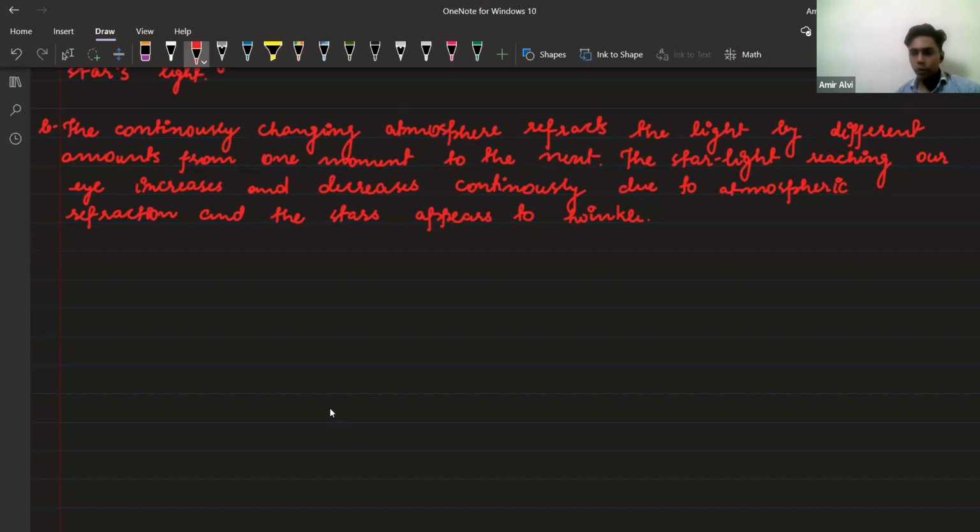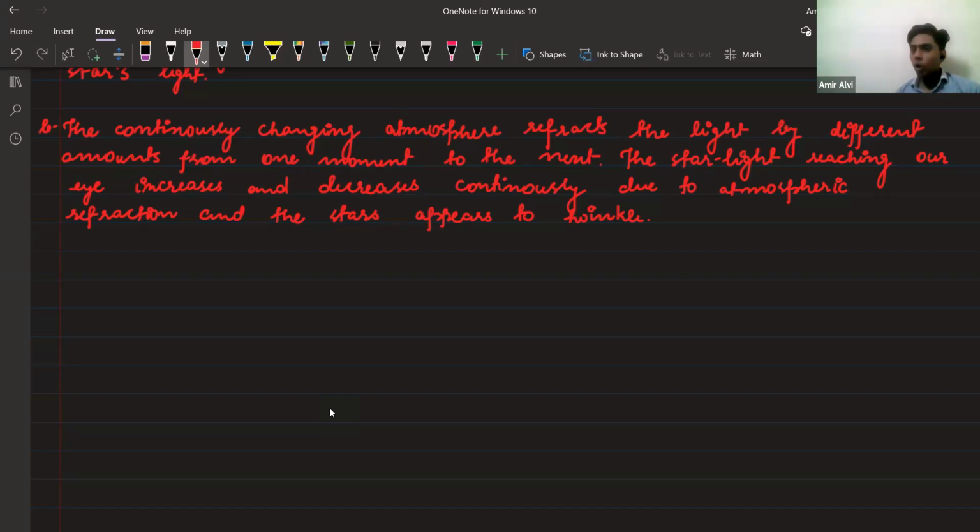Zainab said they are non-luminous. Junaid said they are very close to Earth. Mariam, is there another reason from your side? No, sir, I'm not sure. Okay, so both reasons given by Zainab and Junaid are correct.